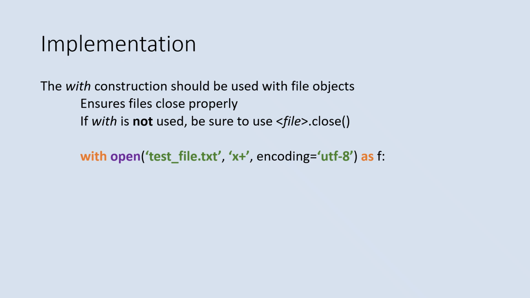Sometimes you use names that are more descriptive of what's going on, but in tutorials and so on, it's often opened as f to just represent the file that we are looking at. Then you can write to that file, so f.write, and write a string to that file.